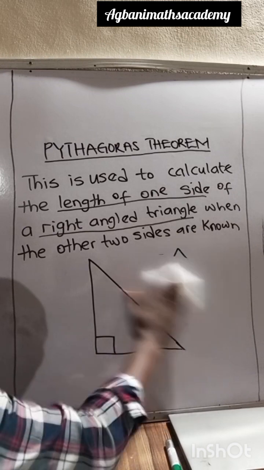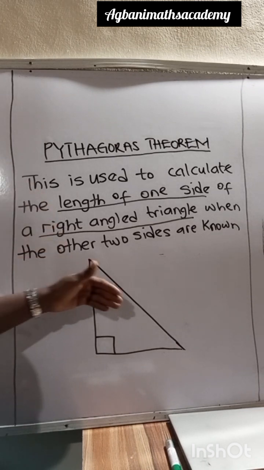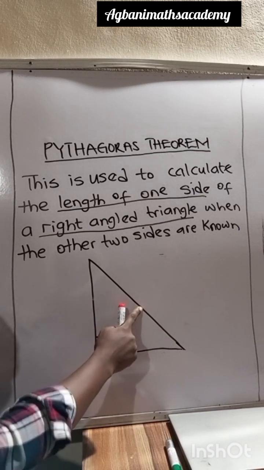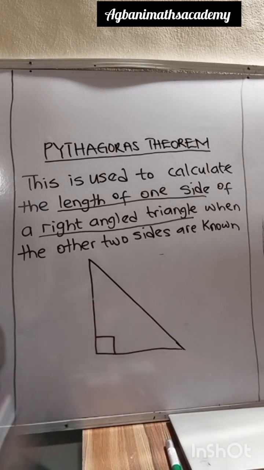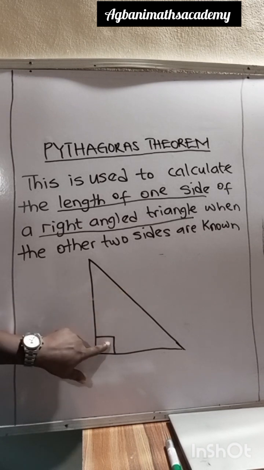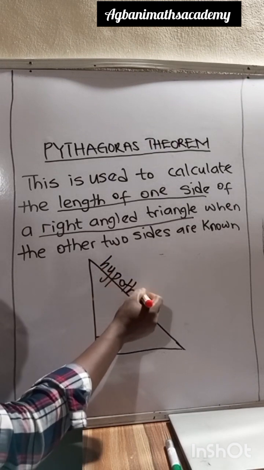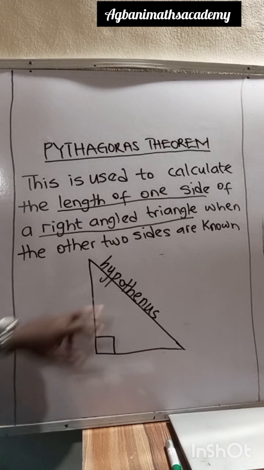Okay? So let's look at the parts of a right angle triangle. For us to apply Pythagoras Theorem, we must know the parts of a right angle triangle. And the most important part of this right angle triangle is the side opposite the 90 degrees. So this is the 90 degrees, and this is the side opposite the 90 degrees. So when using Pythagoras Theorem, this is the most important side, the side opposite the 90 degrees, and this is called the hypotenuse.